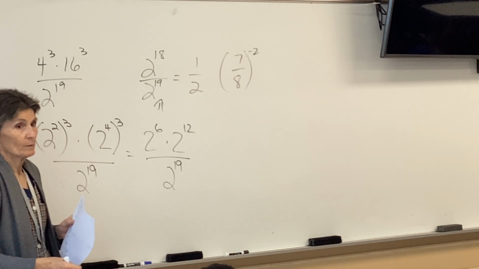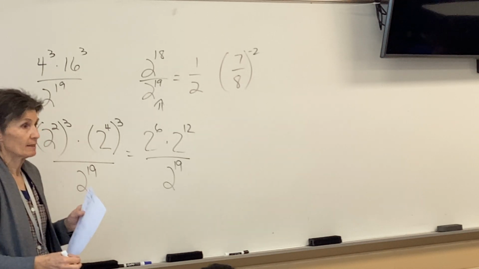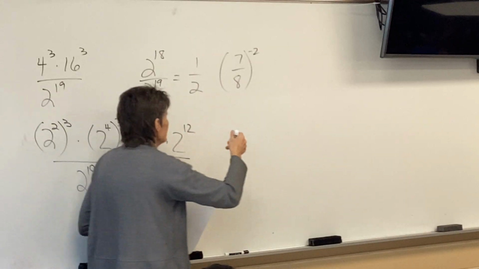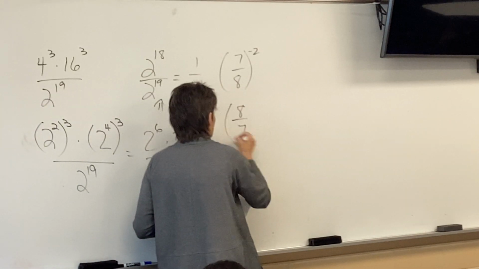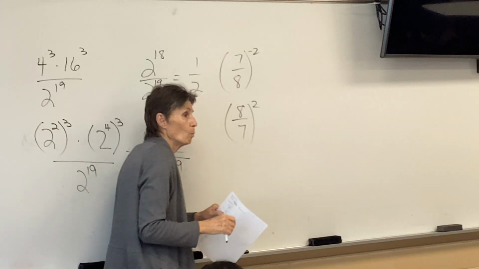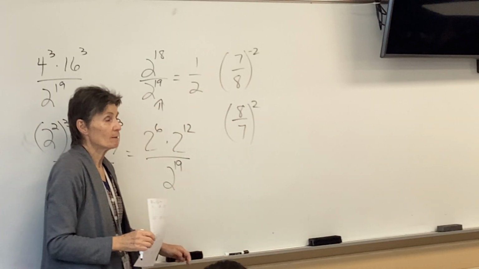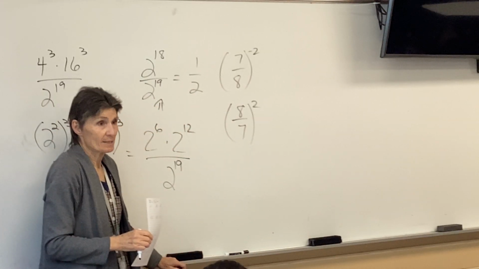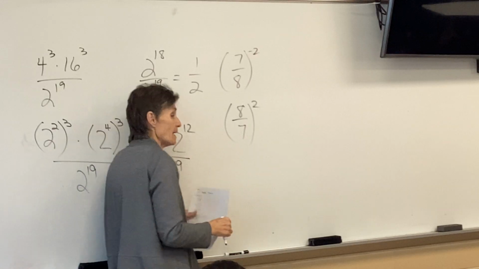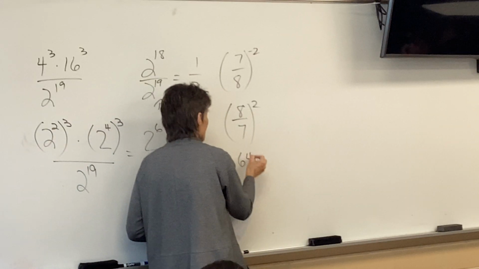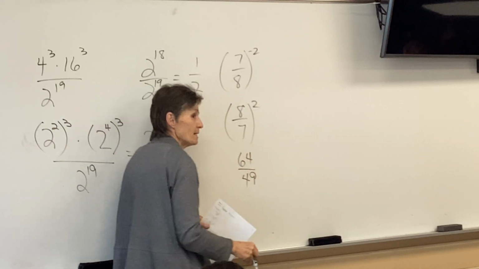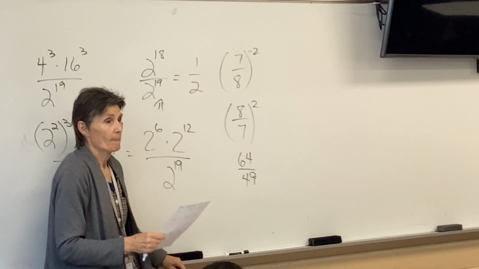What do we do here? We have this 7/8 to negative 6. Flip them. Flip them and make it 8/7 squared. When you flip them, the exponent becomes positive. And now we just square everything. 64 49ths. Yep.